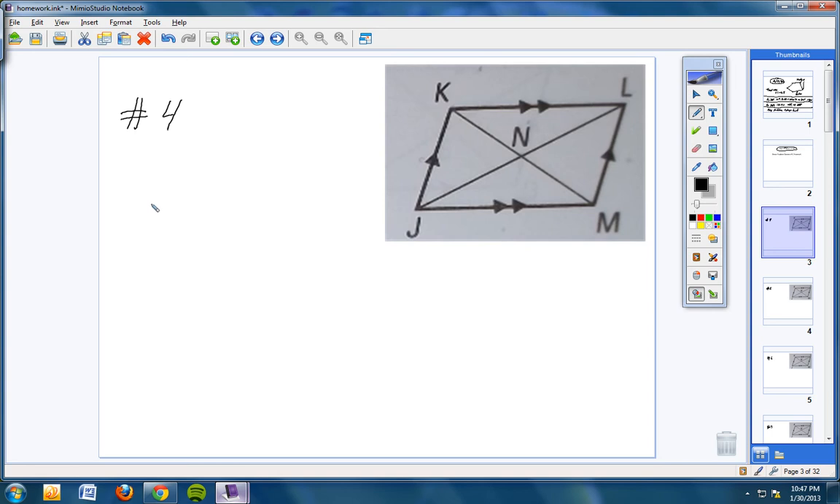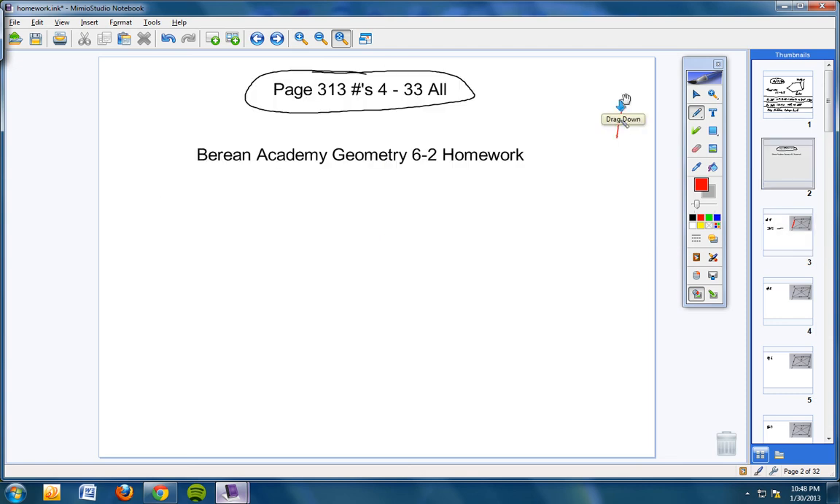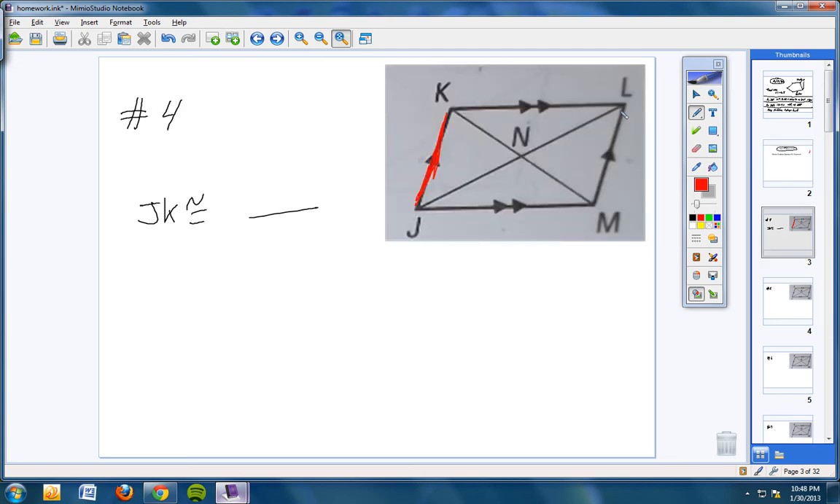Okay, problem number 4 states this: JK is congruent to blank. We have a parallelogram, and here is JK right here. What is congruent to JK? Well, we learned that opposite sides of a parallelogram are congruent. So the answer would be LM. See, these are pretty easy. It's not going to be too difficult.